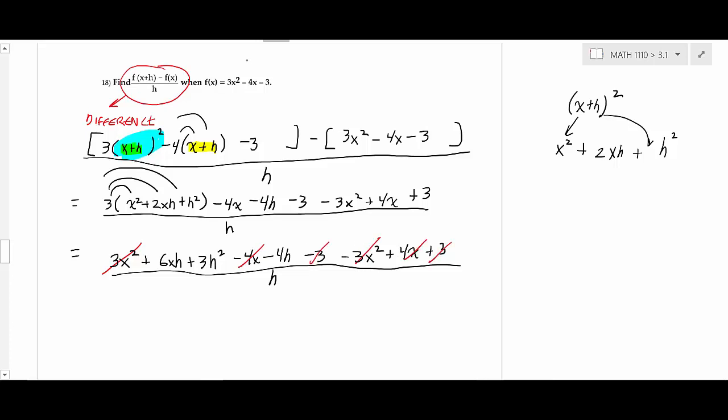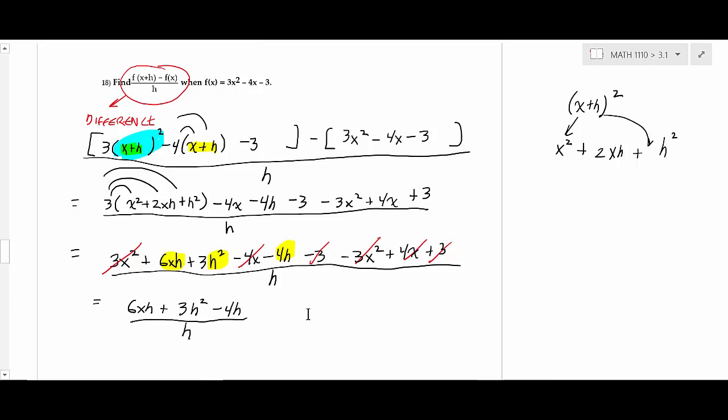are going to cancel. And on this particular problem, what's left, I'm highlighting what's left, it all has an h in it, doesn't it? And that's pretty typical when you're working with a quadratic function. That's what's going to happen. So we're going to go ahead and write what we have left. It looks like we have 6xh plus 3h squared minus 4h all over h like that.